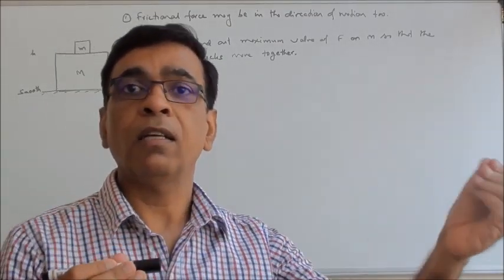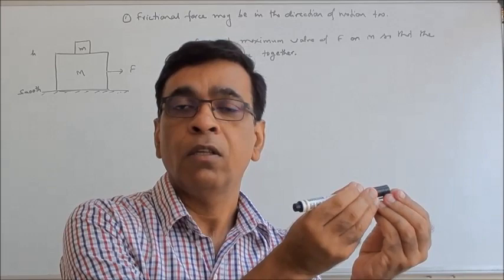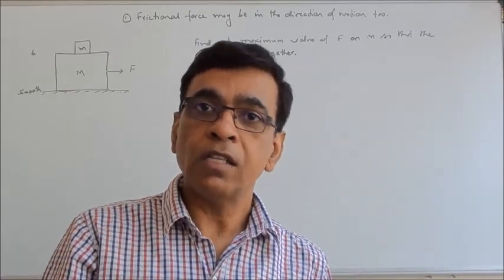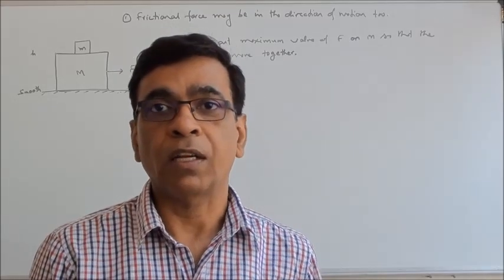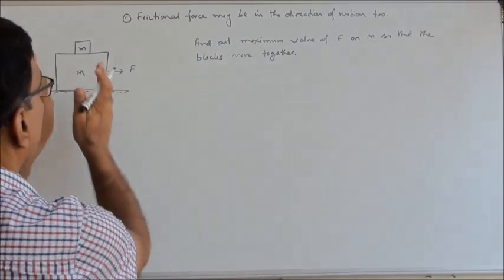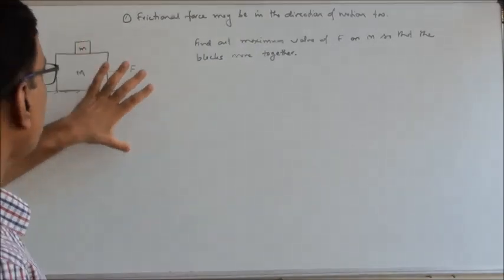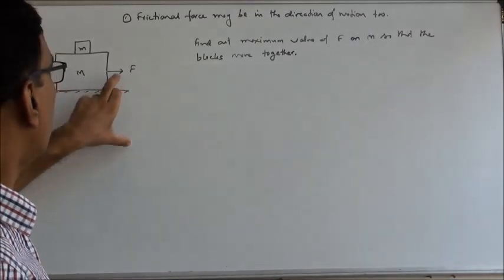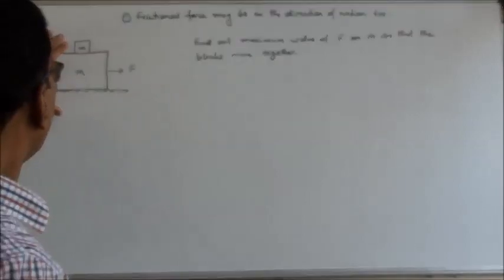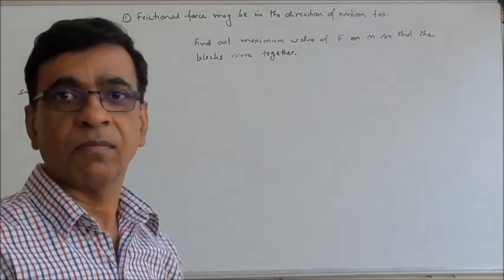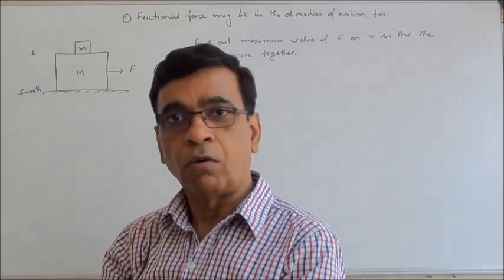But it is accelerating. So if the block is accelerating in the forward direction, it means the pen kept on it is also accelerating in the forward direction, though I am not applying any force on that. So how does it happen? I have taken one particular problem. We have to find the maximum value of F to be applied on M so that these blocks move together. If I apply a very large force F, the smaller M may fall down.